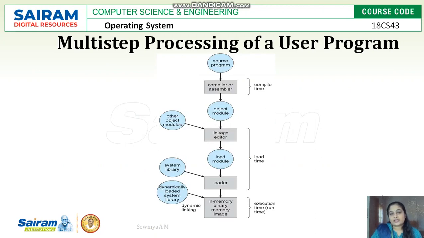Next one is the multi-step processing for a user program. How this processing happens step by step for execution. Once the source program is present in the hard disk, it will be compiled or assembled at compile time. The compiled absolute code we call an object module. This object module will be linked with other object modules with the linkage editor.